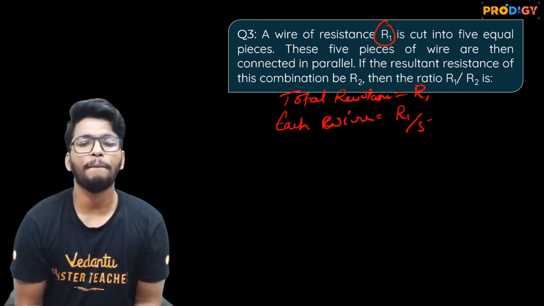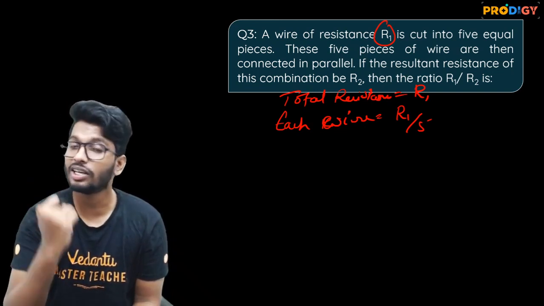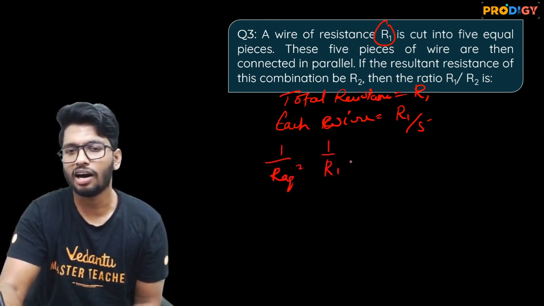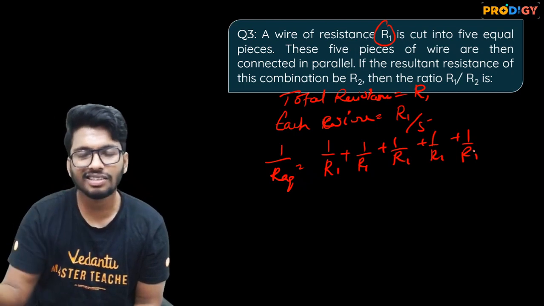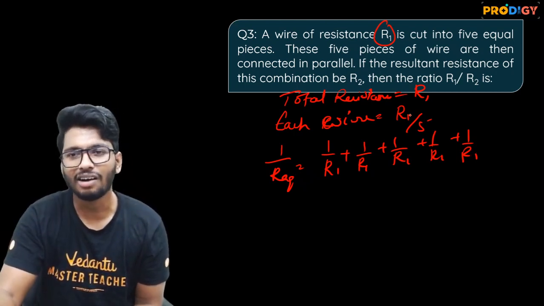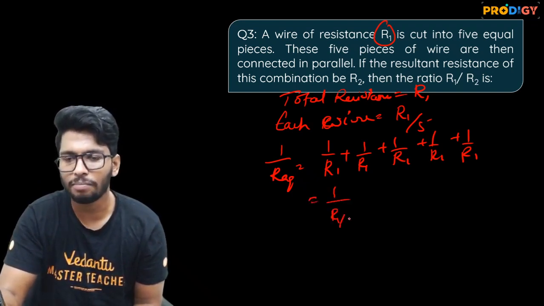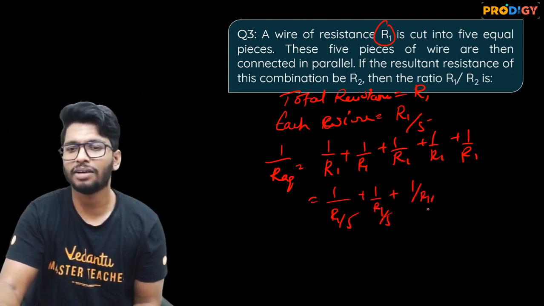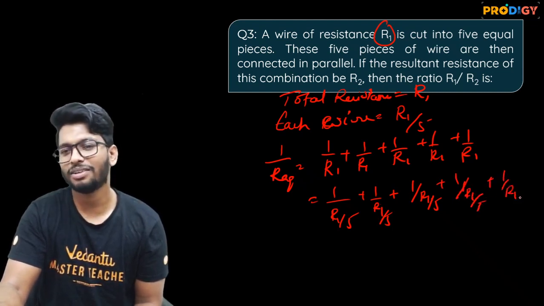Now, they're asking you to find out what would happen if you connect them in parallel. So if you connect them in parallel, what will be R equivalent? It will be 1 by R1 plus 1 by R1 plus 1 by R1 plus 1 by R1 plus 1 by R1, because the resistance is the same. And each resistance is R1 by 5. So what will you get? 1 by (R1 by 5) plus 1 by (R1 by 5) plus 1 by (R1 by 5) plus 1 by (R1 by 5) plus 1 by (R1 by 5).